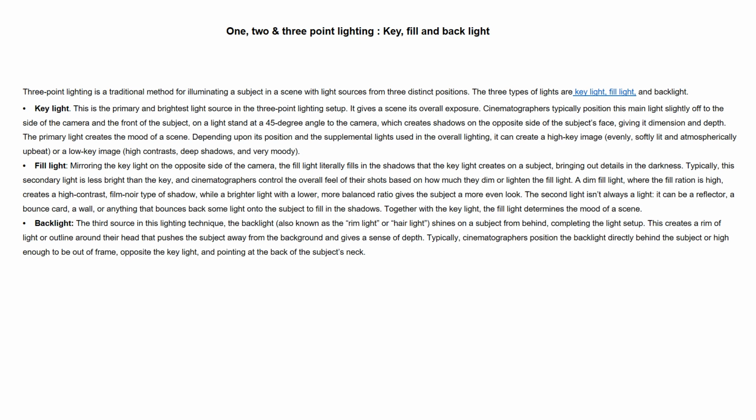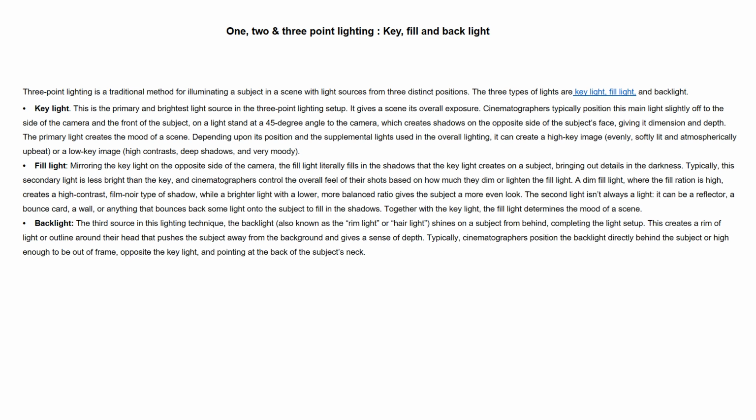A dim fill light, where the fill ratio is high, creates a high contrast film noir type of shadow, while a brighter light with a lower, more balanced ratio gives the subject a more even look. The second light is not always a light. It can be a reflector, a bounce card, a wall, or anything that bounces back some light onto the subject to fill in the shadows. Together with the key light, the fill light determines the mood of a scene.